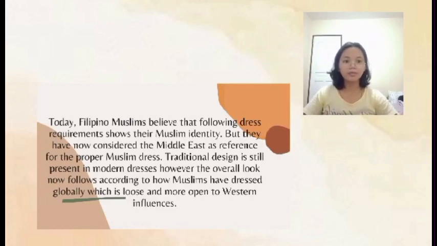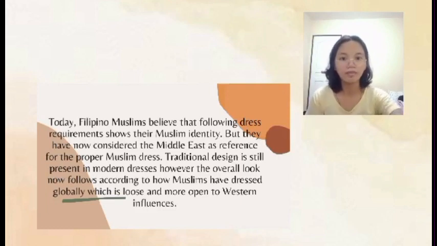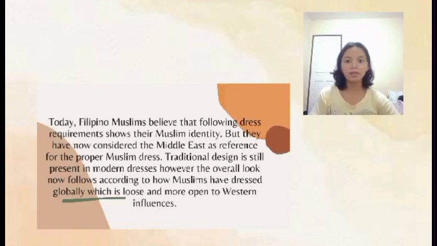Today, Filipino Muslims believe that following dress requirements shows their identity as Muslims. But they are influenced by the Middle East and consider Middle Eastern dress as proper Muslim dress. The traditional design can still be found in modern dresses, but the overall design of modern dresses follows how Muslims dress globally, which is loose and open, due to Western influences.